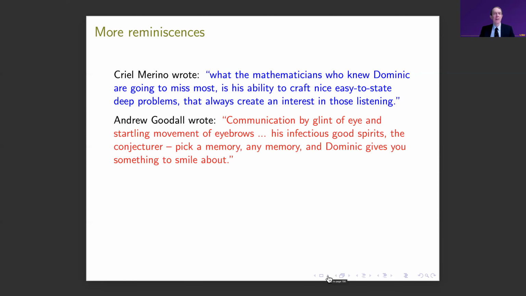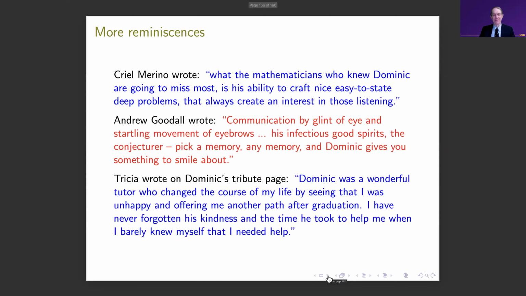Now, there's another tribute on the web page that is written by someone who was obviously Dominic's undergraduate student. I'll let you read it. "Dominic was a wonderful tutor who changed the course of my life by seeing that I was unhappy and offering me another path after graduation. I've never forgotten his kindness and the time he took to help me when I barely knew myself that I needed help."